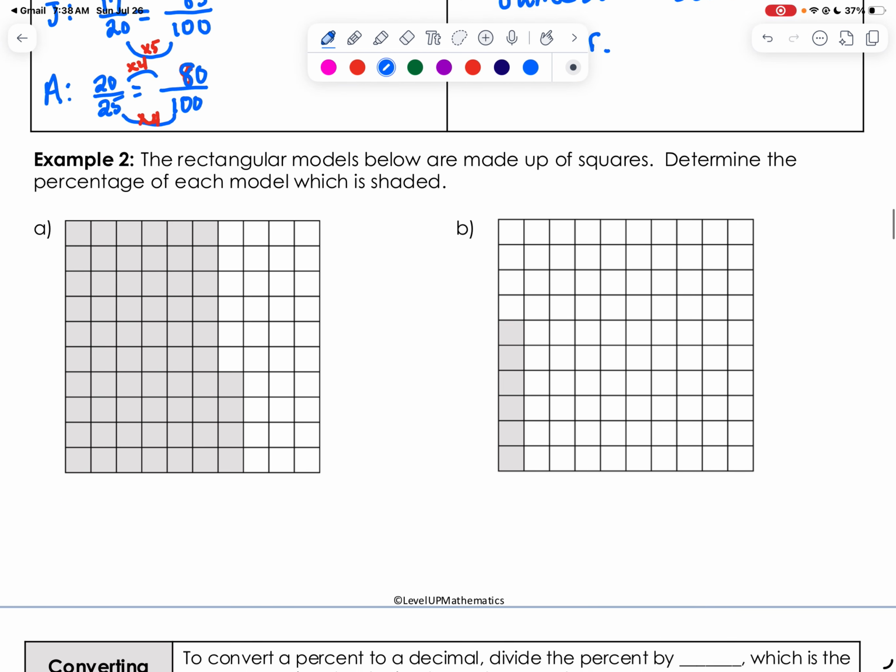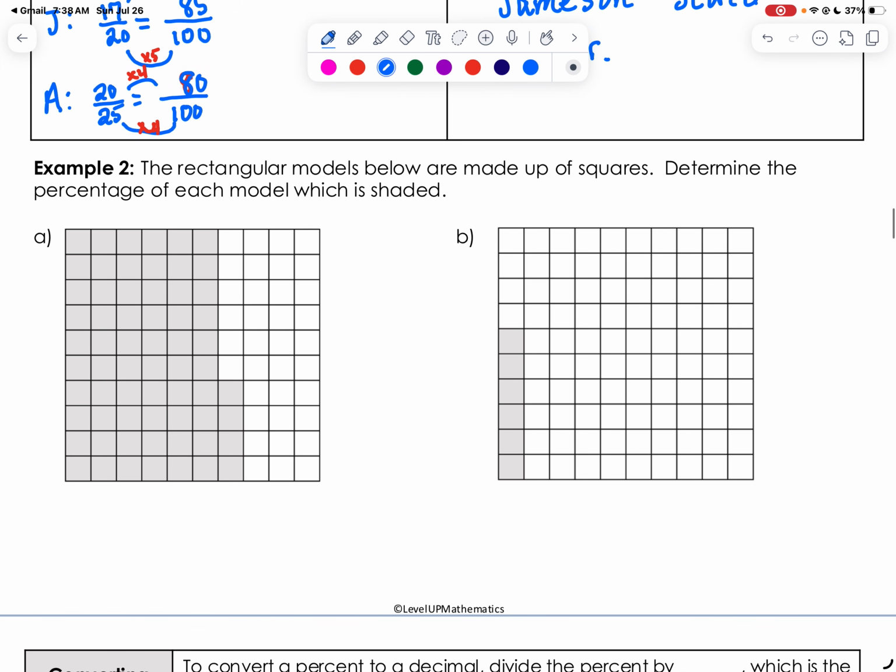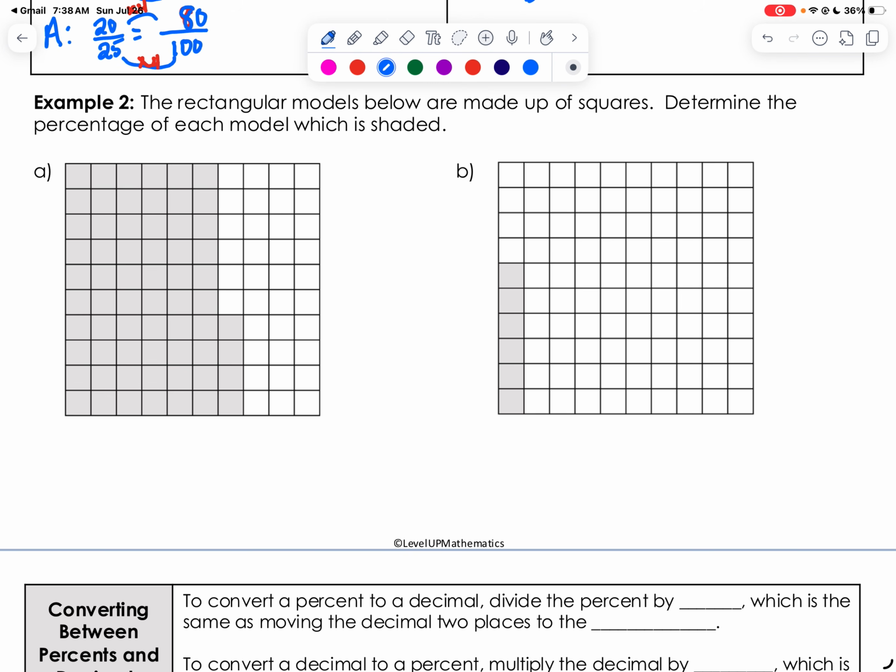Example 2. The rectangular models below are made up of squares. Determine the percentage of each model which is shaded. So remember, a percentage is a part to whole relationship. So if we want to determine the percentage of each model that was shaded, we need to determine the number shaded divided by the total number.